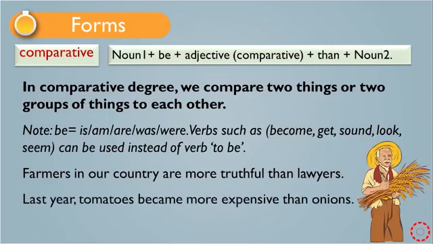More example. Last year, we talk about last year. Tomatoes became more expensive than onions. We compare tomatoes to onions. Tomatoes. We said that became can be used instead of verb to be. More expensive. Why more expensive? Because the adjective expensive is more than 1 syllable. Than onions. Onions is noun 2.